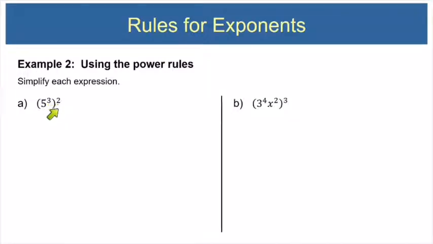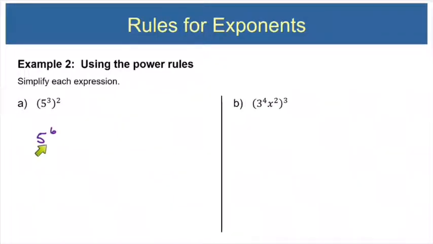Now let's practice using our power rules. Here we have 5 to the third raised to the second. So notice that this is power to power. And so we know that when it's power to power, we multiply the exponents. So this will give us 5 to the sixth.